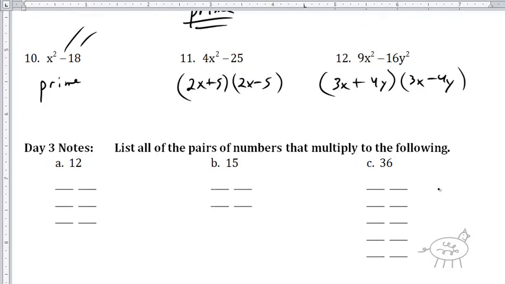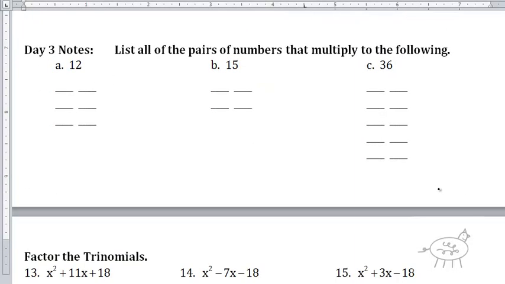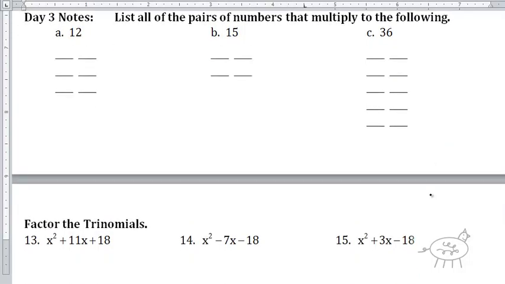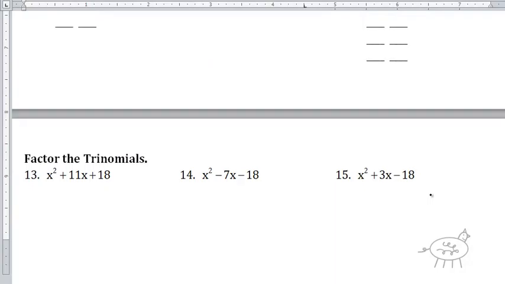Okay, so that was review. Now what we're going to do, before we get started with this part here, is determine the signs of the answer.